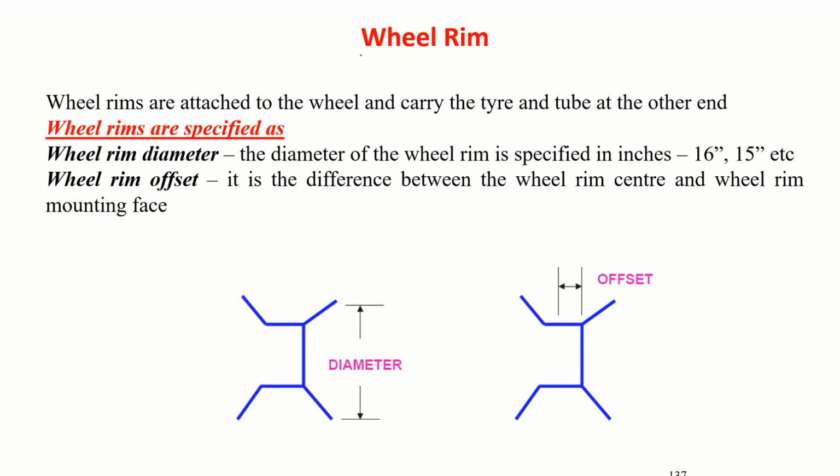Now let us talk about wheels. The wheel rims are attached to the wheel and carry the tire and tube at the other end. This is the wheel diameter, and this is what we call the offset. The diameter of the wheel rim is specified in inches. It can be 16 inches or 15 inches rim diameter. Wheel rim offset is the difference between the wheel rim center and the wheel rim mounting face.